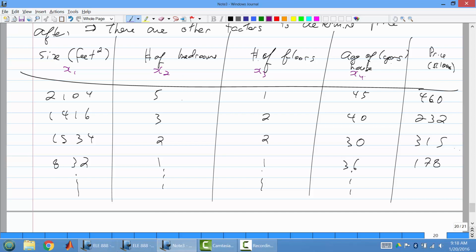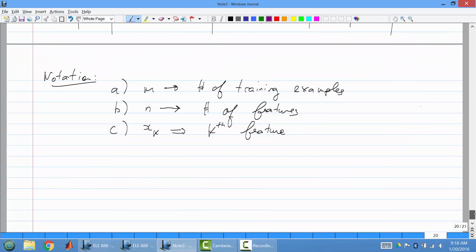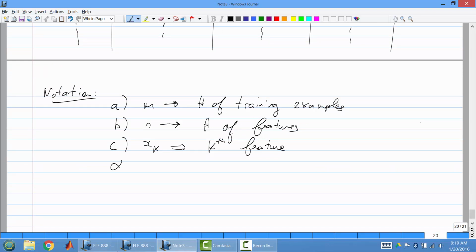Starting from left to right, the subscript tells you what feature you're looking at. So X1 would be the feature representing the square footage, and X3 would represent the number of floors in the house that you're looking at. So X sub K is the kth feature in your data set. Now X superscript i, not to be confused with the power i, is the ith training example. The ith training example consists of n features.